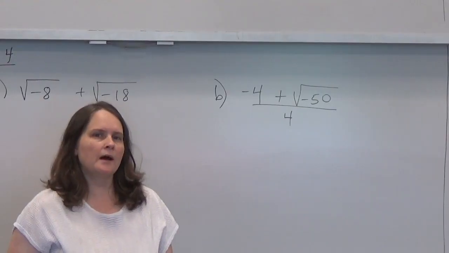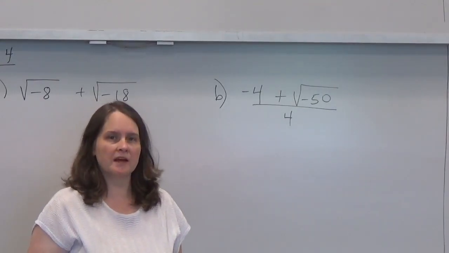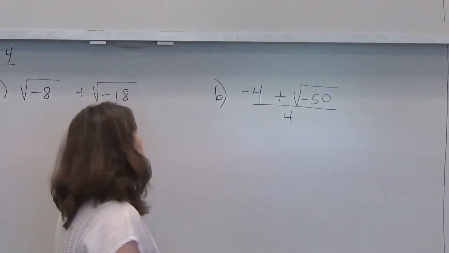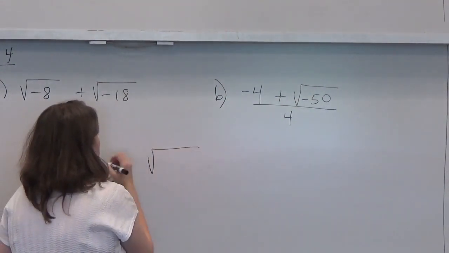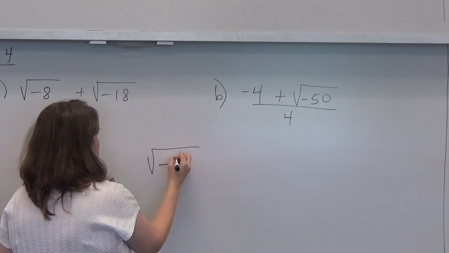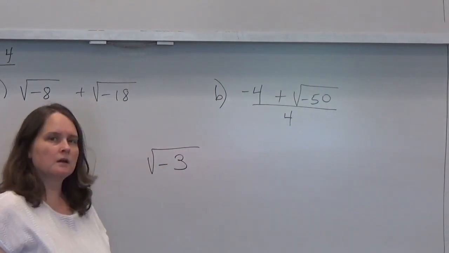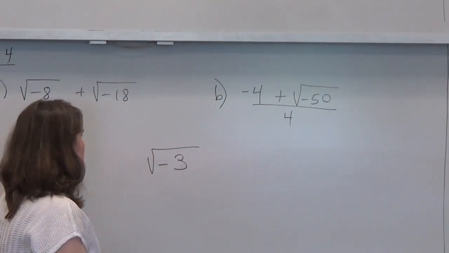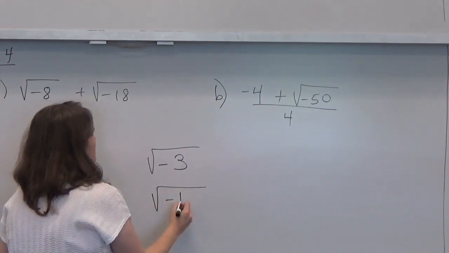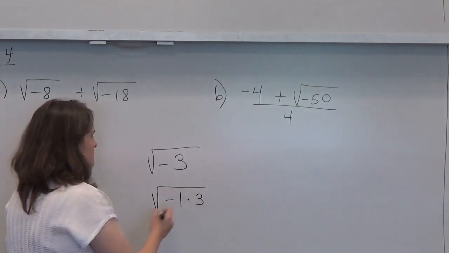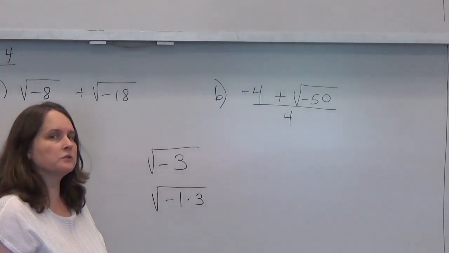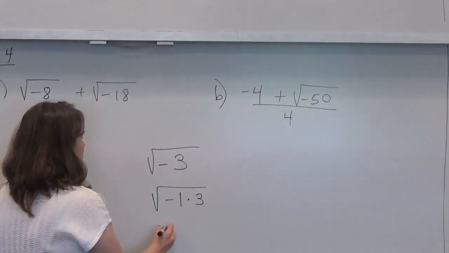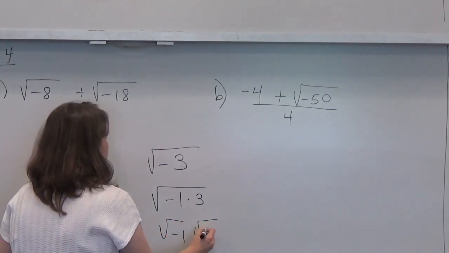So let's talk about what happens when we're working with square roots of negative numbers. If you've got the square root of, say, negative 3, all right? Well, we know that this is the same thing as the square root of negative 1 times 3. And we know that we can break this apart into 2 separate radicals. So the square root of negative 1 times the square root of 3.